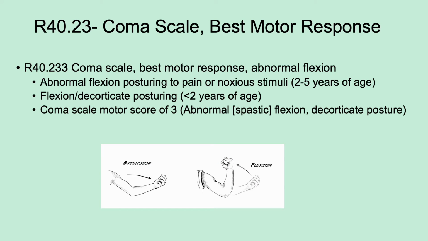For the next one, we have R40.233, best motor response, abnormal flexion. Decreasing the angle between this angle here, between the shoulder and the hand in response to pain or noxious stimuli. Decorticate posturing is abnormal flexion of arms with extension of legs. And here it says spastic, and that's just muscle spasm. So flexion, decorticate posturing for under 2-year-old, score of 3, abnormal spastic flexion, decorticate posturing.